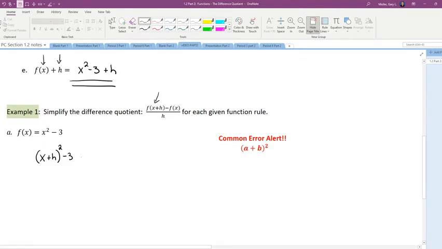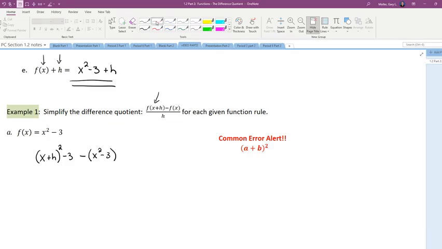Now it's telling me to subtract the function itself. Well, the function is x squared minus 3. We're going to have a subtraction issue if you don't put it in parentheses. So we're going to subtract f of x, x squared minus 3.